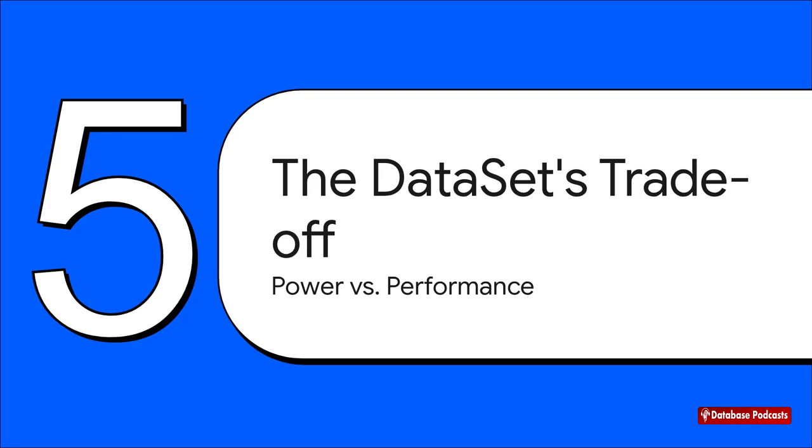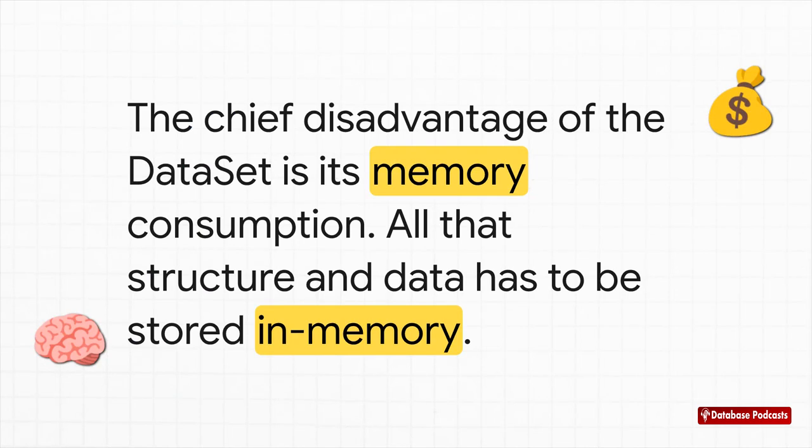So a completely self-contained, in-memory database that tracks all of its own changes? It sounds amazing, right? And it is. But like with any powerful tool in software development, there's always a trade-off. So what's the catch? The chief disadvantage, the big one, is memory. All of that power, all of that flexibility, it comes from loading what could be a very large chunk of your database and its structure right into your application's memory. It's a complete snapshot, and snapshots can get pretty heavy.